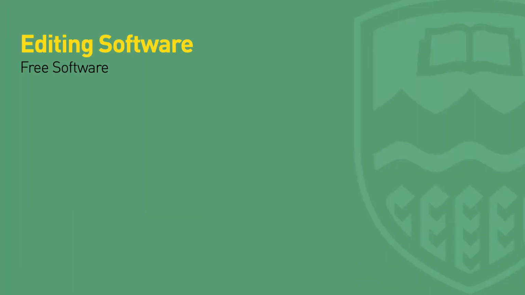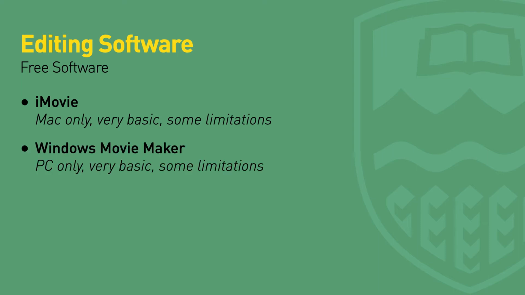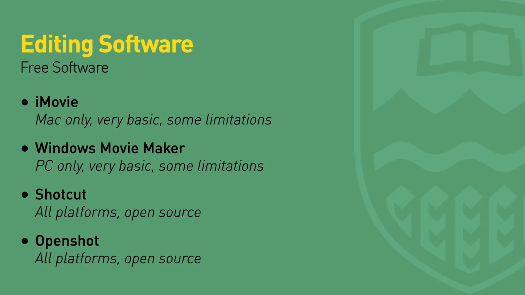As for editing software, if you're making some custom videos for your class, you will have to edit them. So here are some free options for you. iMovie is free, it's on Macs only, and it's very basic and it has some limitations. The PC version of that is Windows Movie Maker. Shotcut and OpenShot are available on all platforms, and they are open source, meaning that they have been created for the intention of sharing with everybody online for free.